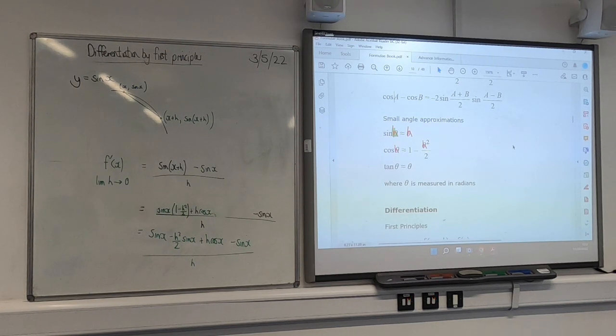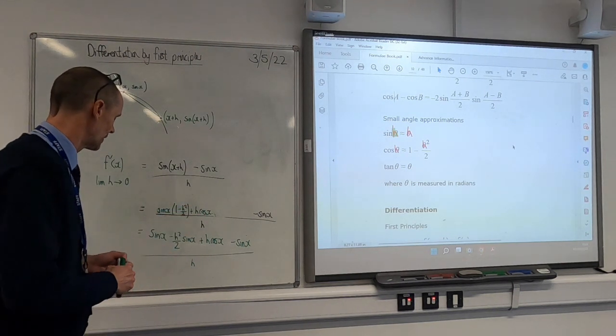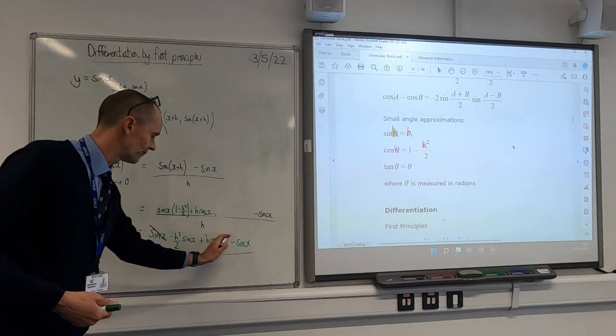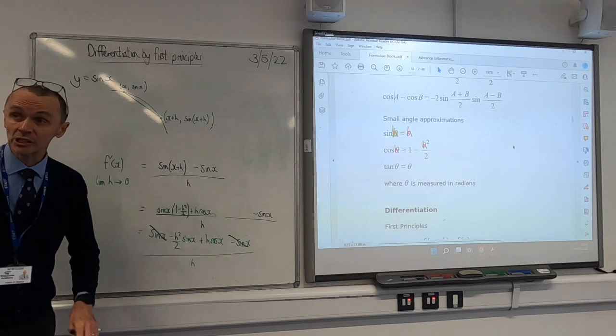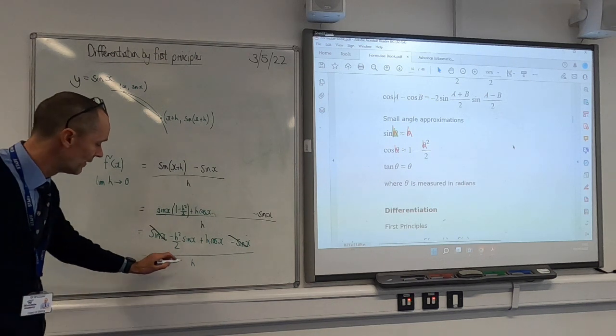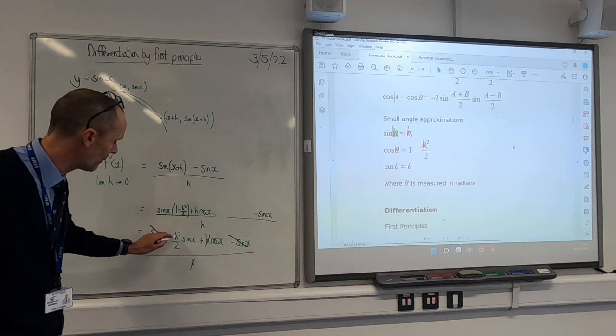Now some of you can already see what's going on here. The sine x's are going to disappear, aren't they? You've got sine x, take away sine x. I can then divide both of these terms by h. I've got an h in everything, so that will cancel out that and one of those.